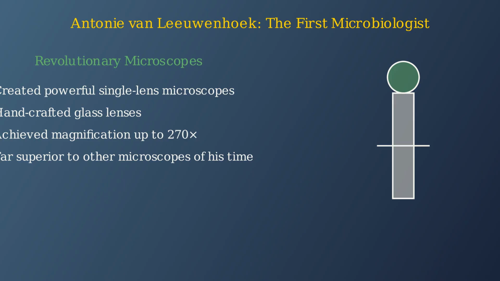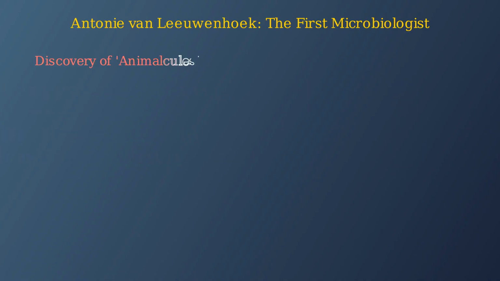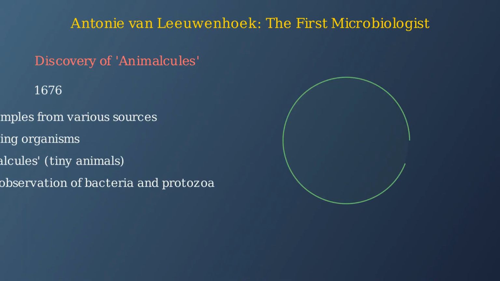His handcrafted instruments were far superior to others of his time, allowing him to see what no one had observed before. In 1676, van Leeuwenhoek observed what he called animalcules, tiny animals in water samples. This was the first documented observation of bacteria and protozoa, organisms no human had ever seen before.